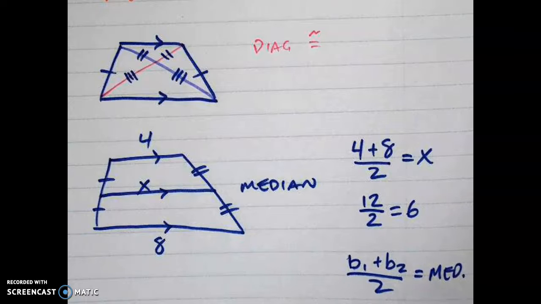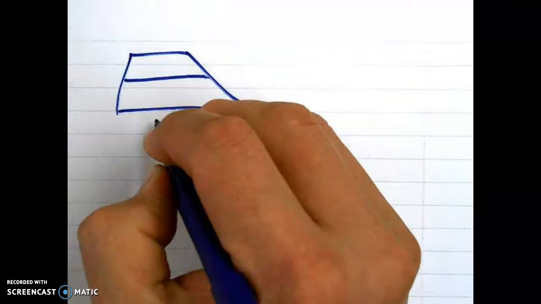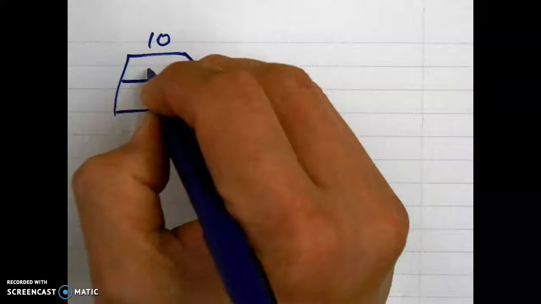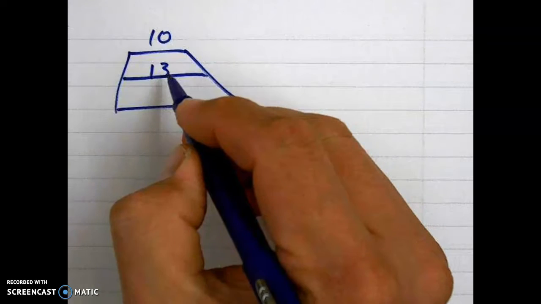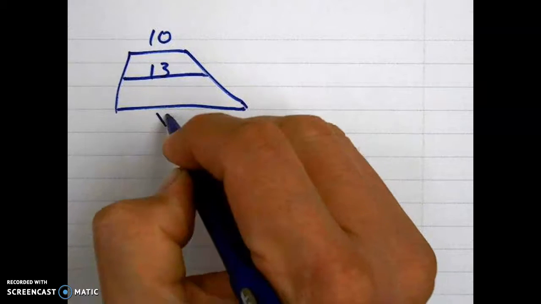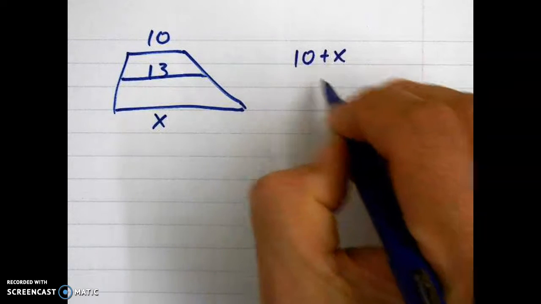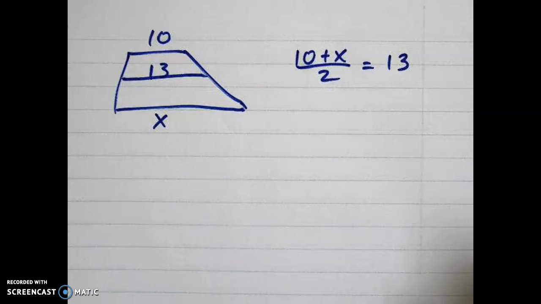Now, what if you don't know the base? They only give you one base and they give you the median. So let's say they give you this side is, let's say 10, and they give you this is 13. Okay? So if they give you one of the bases and they give you the median, and they're looking for this, you can use the formula. So here's how the formula looks. Base 1 plus base 2 divided by 2 equals the median. This is how the formula would look.